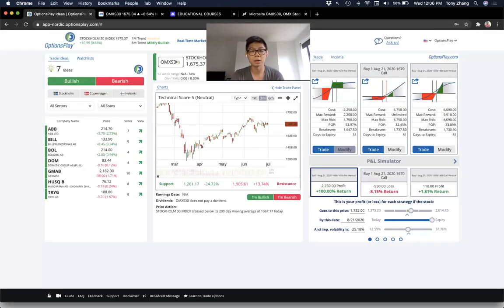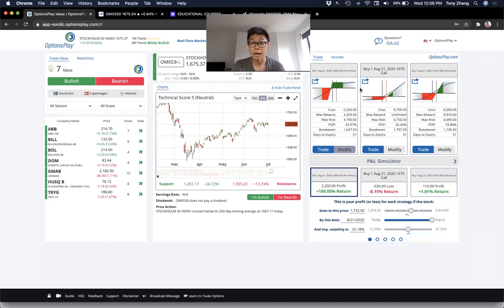We didn't have the calculators to do this type of stuff side by side. We would have to set up a strategy, look at it, remember the P&Ls, then set up this strategy, look at it, and see in our heads which one is better. We created OptionsPlay so that you can compare any three strategies side by side.